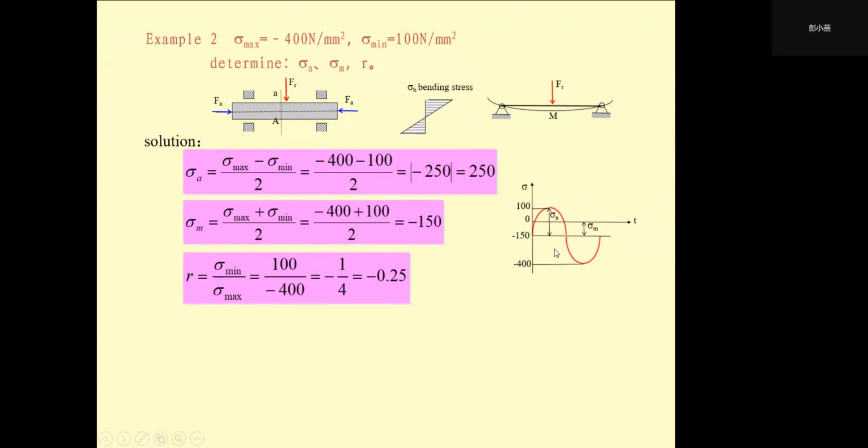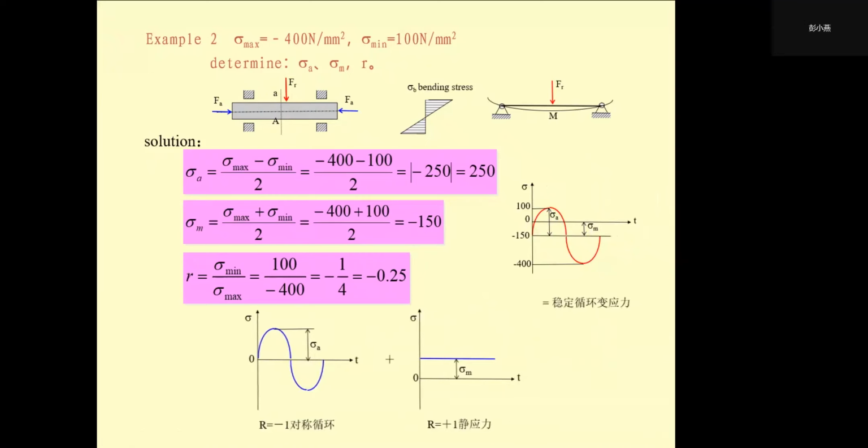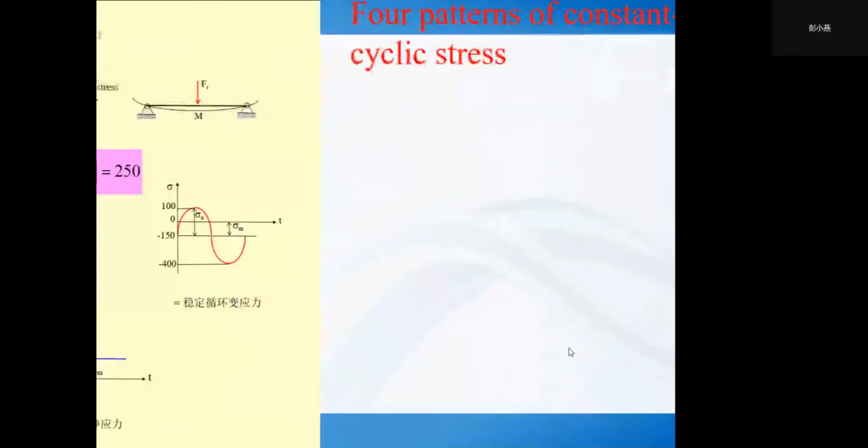This is the stress curve of this, and this is the minimum stress. This is the maximum stress. The maximum stress is compressive stress, and the minimum stress is tensile stress. And this is the stress amplitude. This is the mean stress. Okay.